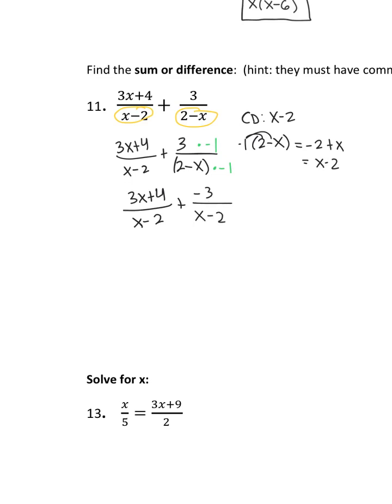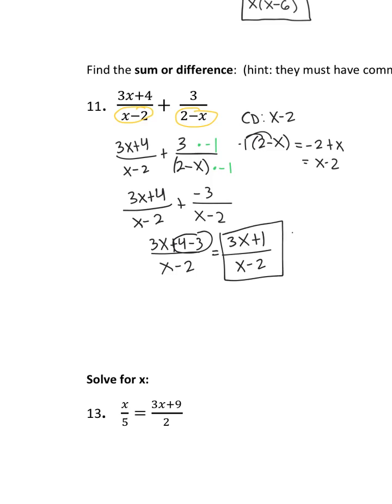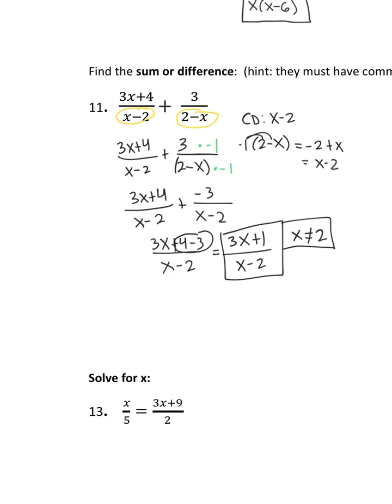Okay, so all you have to do now is combine your like terms. So your denominator is x minus 2. I've got 3x plus 4 minus 3. 4 minus 3 are like terms, so you have 3x plus 1 over x minus 2. And that's going to be your answer here. Your domain restriction, I'm going to flip the sign of my original denominator. So my original denominator was x minus 2 and 2 minus x. Both of those cases, x cannot be equal to 2. So that would be your domain restriction and your simplified answer.